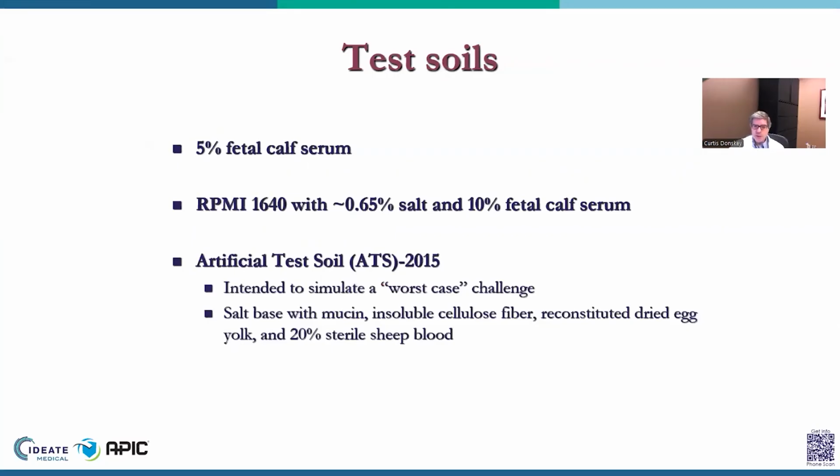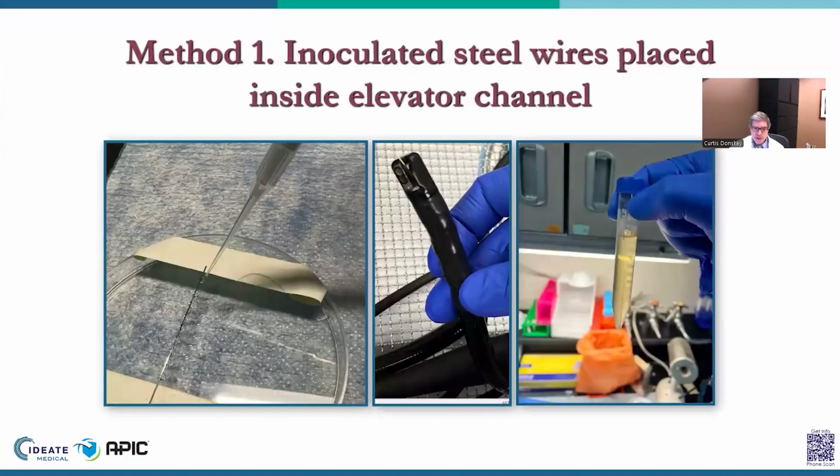We use 3 different test soils in our testing: 5% fetal calf serum; an RPMI medium, which also has salt, in addition to 10% fetal calf serum; and an artificial test soil, 2015, which was developed by Michelle Alpha and is intended to simulate the worst possible case challenge. As you can see, it has many ingredients, including 20% sterile sheep blood. So it's a real challenge for any technology.